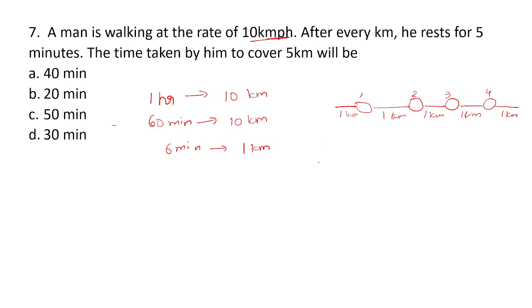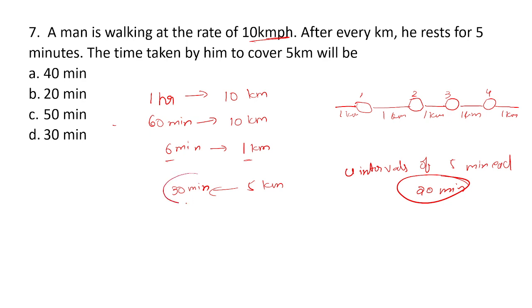Four intervals of how many minutes of break? 5 minutes break. So to travel 1 kilometer, he's taking 6 minutes. Which is nothing but to travel 5 kilometers, he will take how many minutes? Six into five, 30 minutes. And how many intervals? Four intervals of 5 minutes each. So how much? Four fives are 20 minutes. So this is the intervals, this is the time taken to travel. So total is 30 plus 20, which is 50 minutes. So this is my answer.